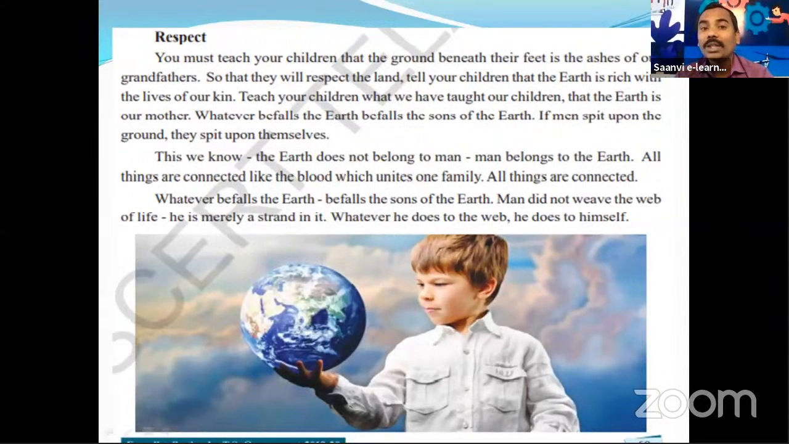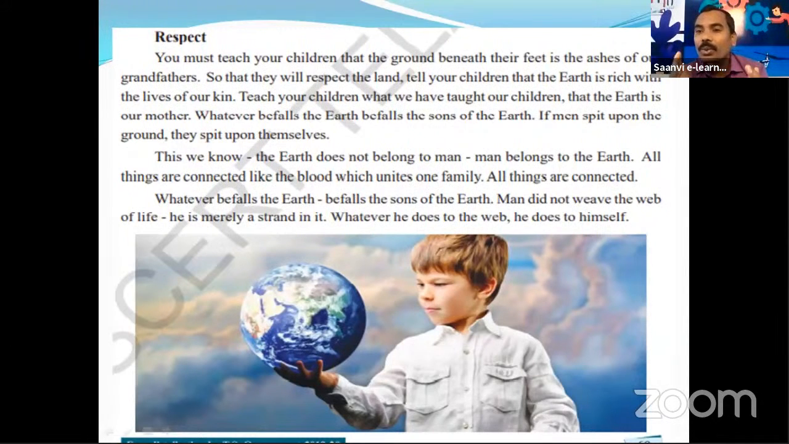Teach your children what we have taught our children, that the earth is our mother. So the Red Indians, Chief Seattle and his people, they treated the earth as their mother. They never did any harm to the earth. So that when we are selling you our land, you must also treat our land as your own mother. Whatever befalls the earth, befalls it means happening something bad. Whatever befalls the earth, befalls the sons of the earth.